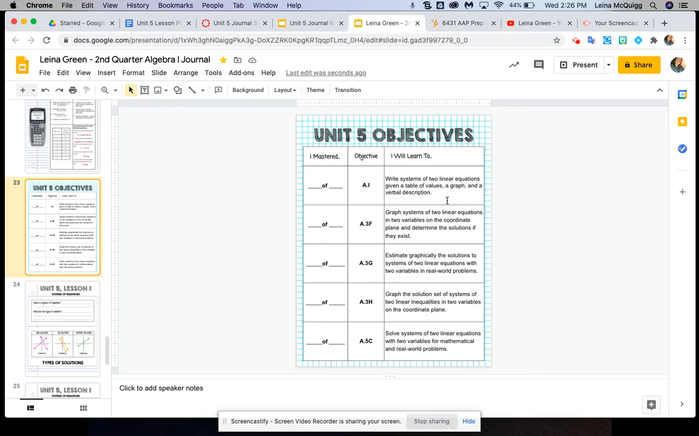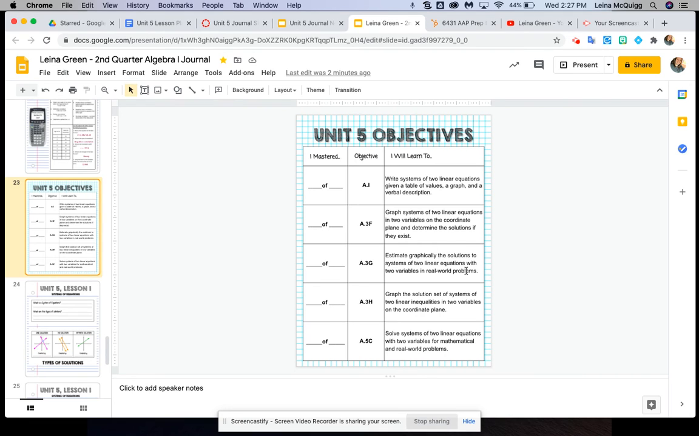Okay, so basically what we're going to be doing is we're going to be writing equations, but now we're going to write two of them at the same time. So we know how to write equations. We know how to use stat edit. We're just going to write two equations. So we're going to be given a graph with sets of data for two different lines, and we're going to come up with the equations for both those lines. We're going to graph systems of two linear equations in two variables on a coordinate plane and determine the solutions if they exist. So we're going to take two lines and we're going to graph them. Okay.